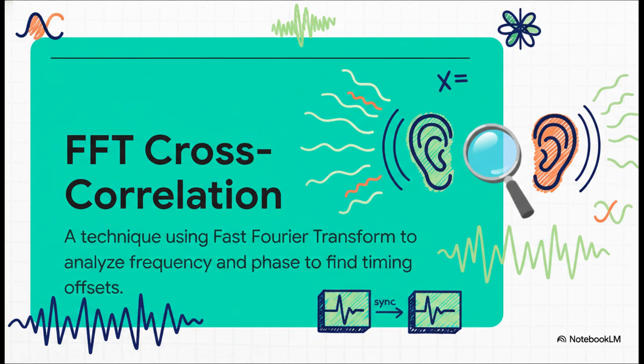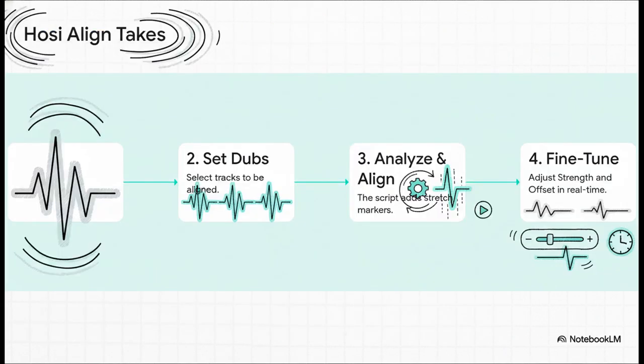Look, all you need to know is this. It's a technique that lets a script listen to two audio files, compare their unique sonic fingerprints, and then calculate the exact timing difference between them. It's kind of like how our ears can tell if two sounds are perfectly in sync, but this thing has, like, superhuman precision. So this is where all that complicated math gets super simple to use.